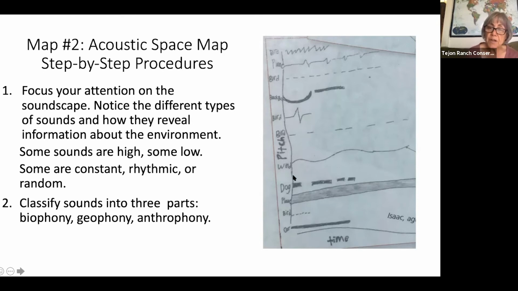So for example, the wind is blowing here and it's a constant. Keeps going all the way across. A dog barks and it's just kind of random. A bird did 1 chirp right here, whereas this bird did several chirps all the way across the page. And then you're going to, again, classify the sounds as biophony, geophony, and anthrophony. So let's talk about what that means.